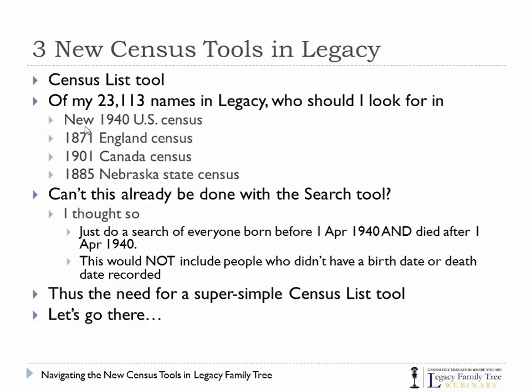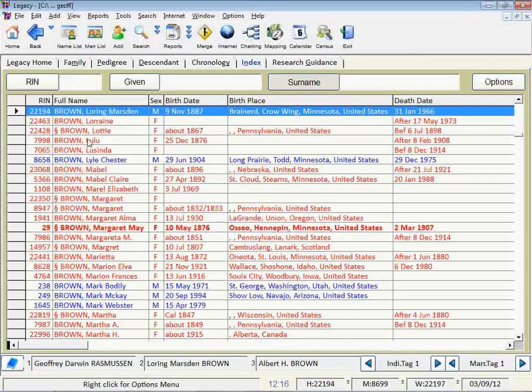But as I've got listed up here, it works for any census, any year, in any part of the world. In other words, this census list tool that I'm about to show you right now is really a tool to help you find out who is alive on a certain day. So I could search England, 1871, or Canada, or Nebraska for their state census. So let's just get into it. Let's show you how it's done.